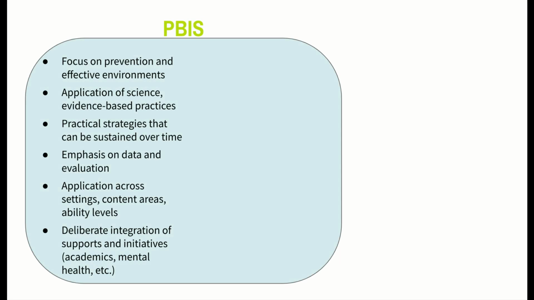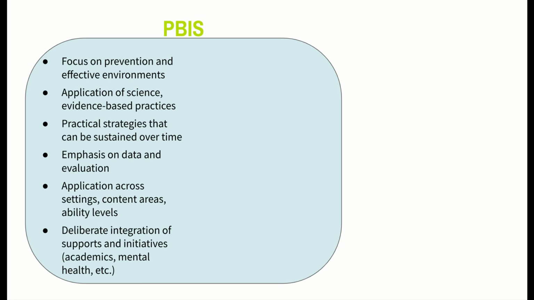PBIS strategies are generally regarded as having a strong emphasis on prevention, which includes proactive changes to the school environment, as well as frequent instruction on social skills. PBIS utilizes evidence-based strategies drawn from the field of applied behavior analysis in particular. At the same time, PBIS leaders acknowledge the necessity of developing practices that are easily used by implementers and can be sustained over time, which necessitates an emphasis on data collection and evaluation to ensure that those practical strategies are effective.